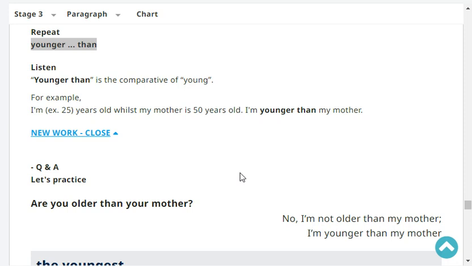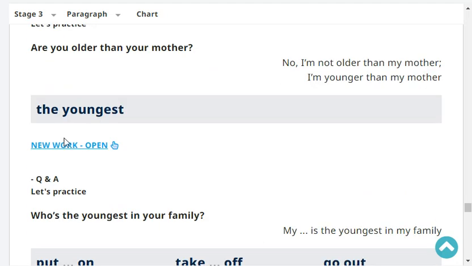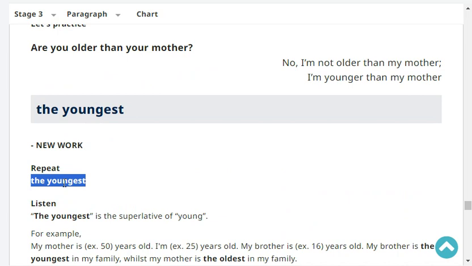No, I'm not older than my mother. I'm younger than my mother. Very good. Next, repeat. The youngest. The youngest. Very good. Okay, listen. The youngest is the superlative of young.